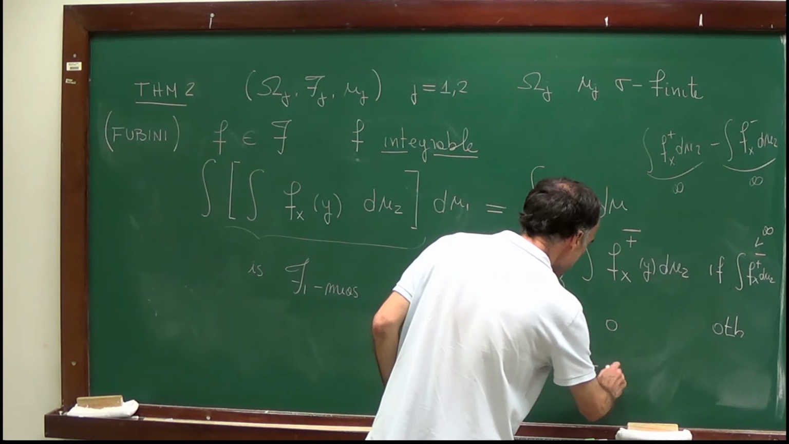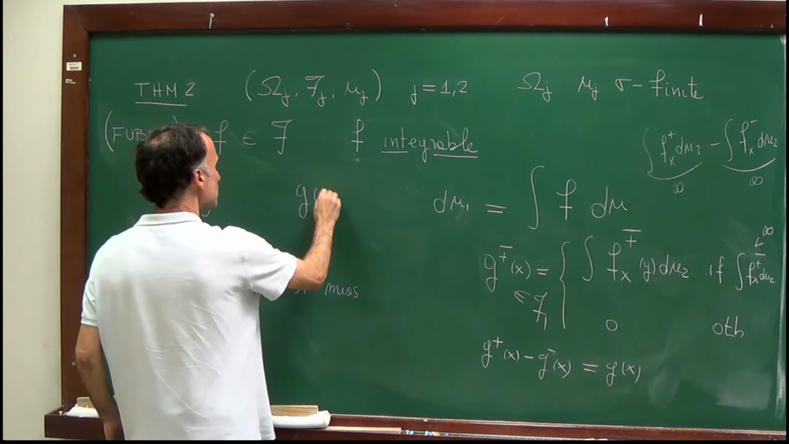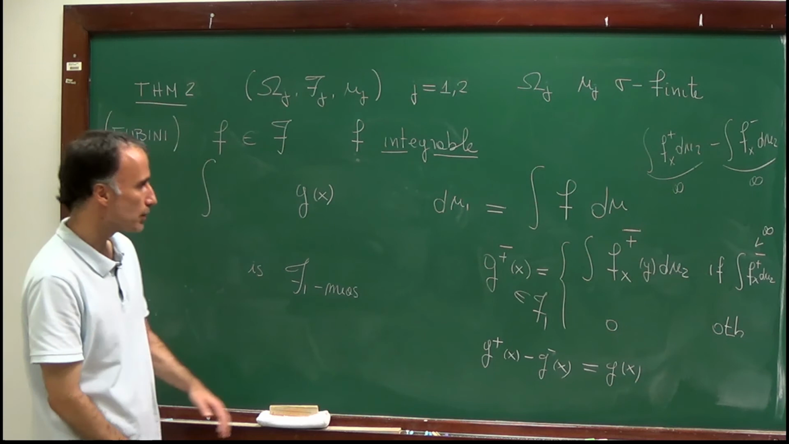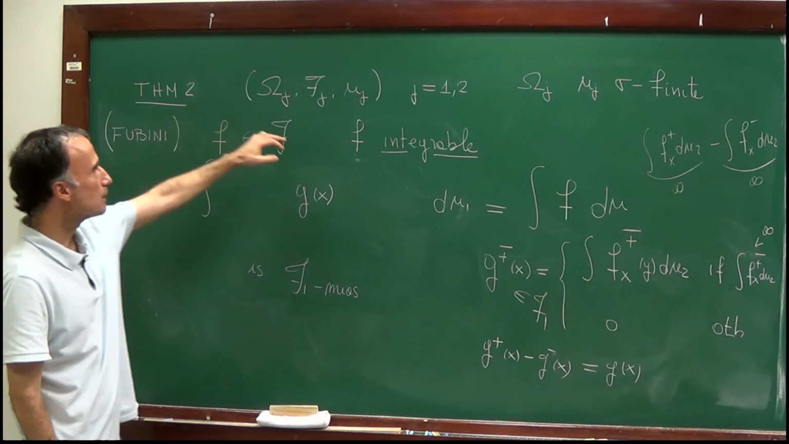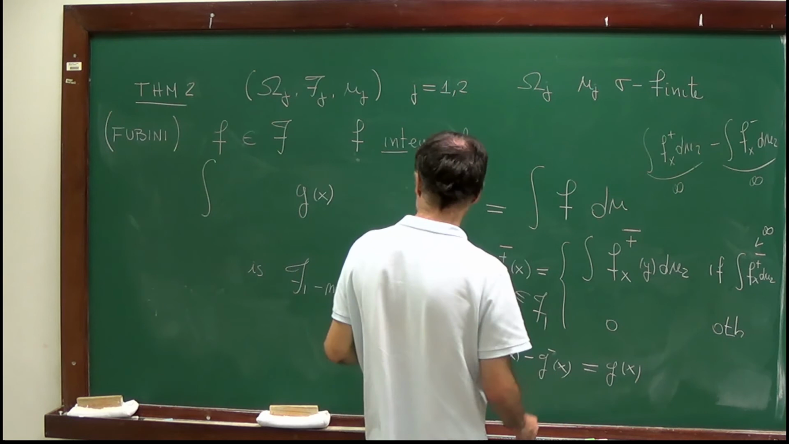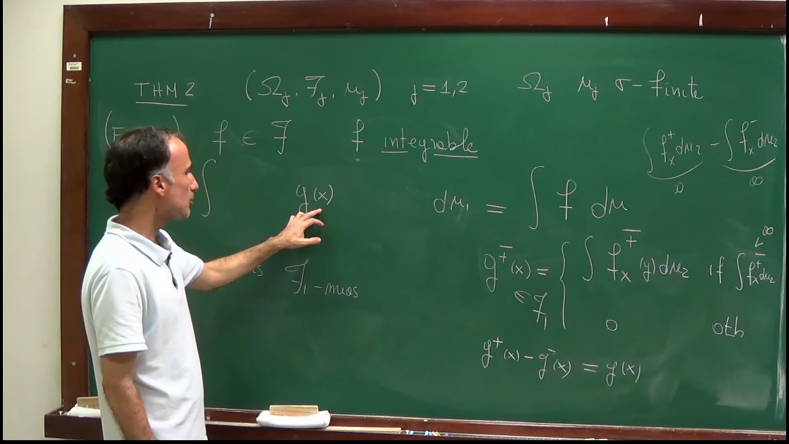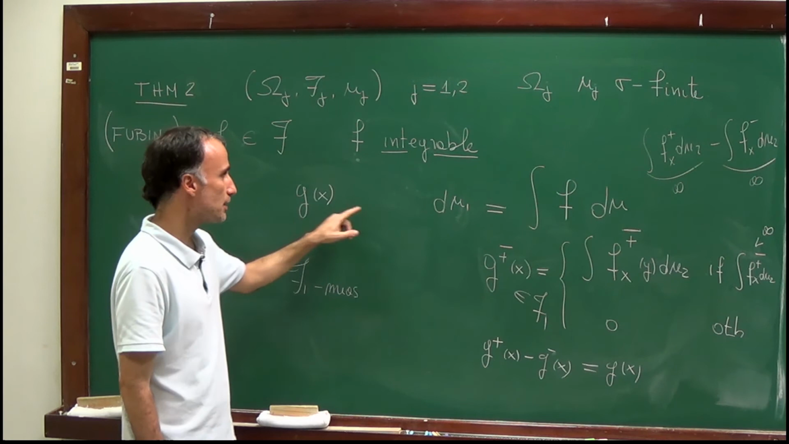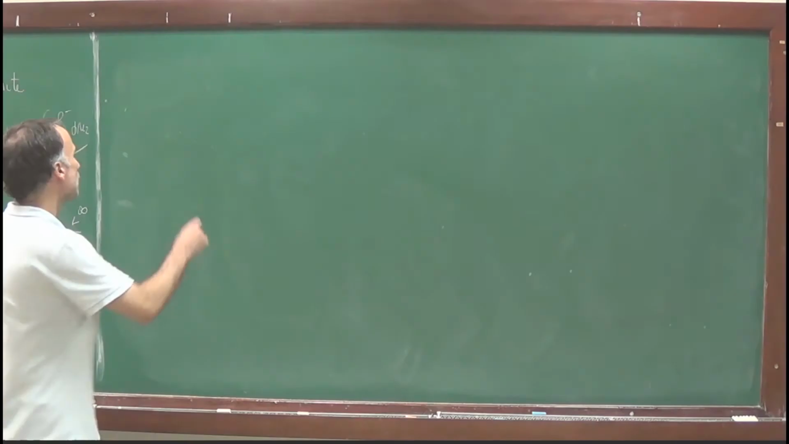And what I claim is that the integral of g of x d mu1 is equal to the integral of f d mu, where g of x is defined as this difference, where g plus and g minus are defined by this expression. So this is now Fubini's theorem. If you take any integrable function, what I claim is that this function g, which is given by this expression, is clearly F1 measurable. This follows from Tonelli's theorem. And I claim that this function g is integrable with respect to mu1, and its integral is equal to the integral of f with respect to mu. So this is the statement that I will now prove. So let me give you a proof.